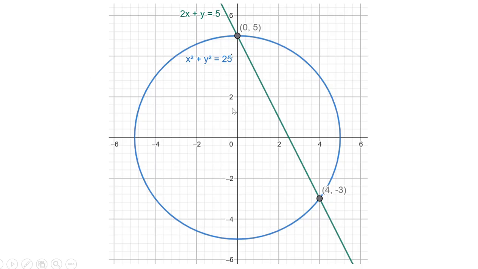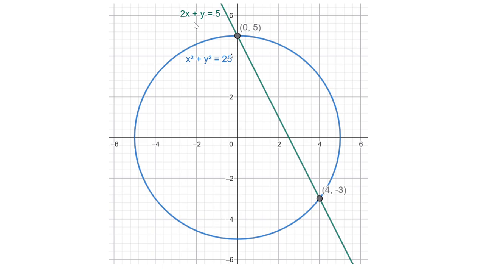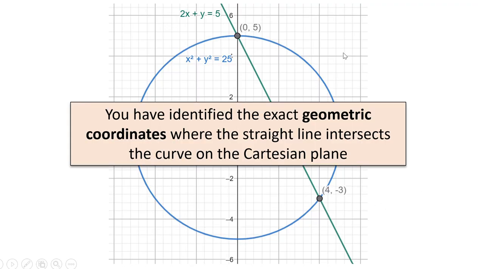So basically, you had a circle, a non-linear equation, which was x squared plus y squared is equal to 25. You also had a line here, 2x plus y is equal to 5, up here, the green line. So you can see here that where they intersect is 0, 5 and 4, minus 3. And that is what you have done when you've done that question. You have identified the exact geometric coordinates where the straight line intersects the curve in the Cartesian plane.